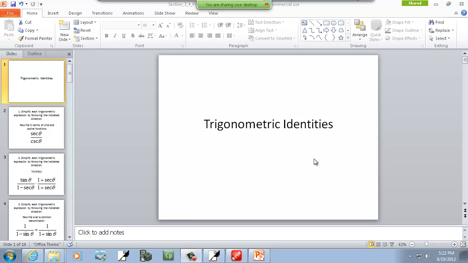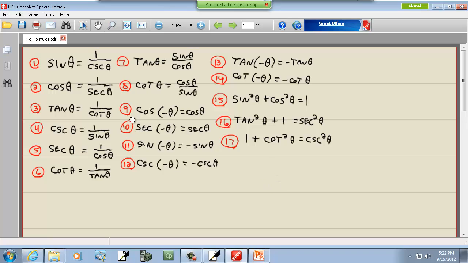And let's take a look at trig identities. First things we'll look at, formulas I wrote down. Our first one is sine theta is equal to 1 over cosecant. Next one is cosine is equal to 1 over secant. Tangent is equal to 1 over cotangent. Cosecant is equal to 1 over sine. Secant is equal to 1 over cosine. Cotangent is equal to 1 over tangent.